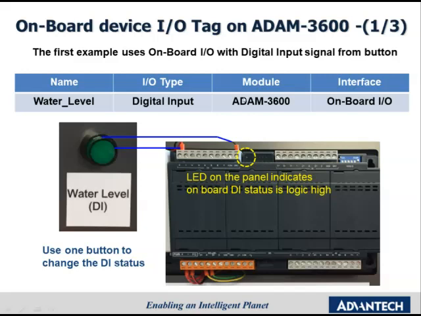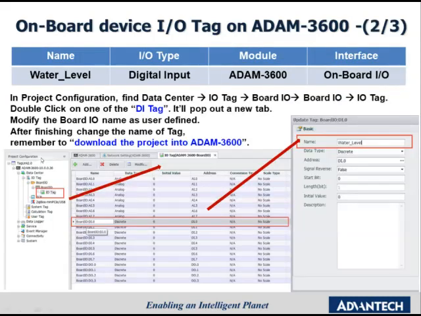The first example uses onboard I/O with a digital input signal from the button. We use a DI button to simulate water level, so the logic status of DI can be an indicator of water level. When pressing the DI button, the LED on the panel of Advantech 3600 will turn on to indicate the DI status is logic high. In the following slides, we will show you how to do the configuration in iLearning Studio to check the tag status. First, you have to create this tag in the project configuration page and download this project into Advantech 3600.